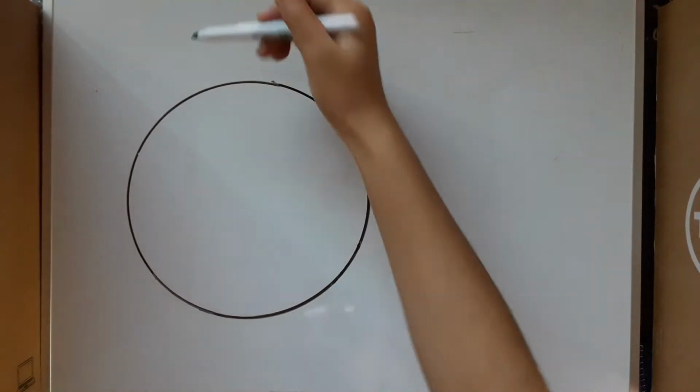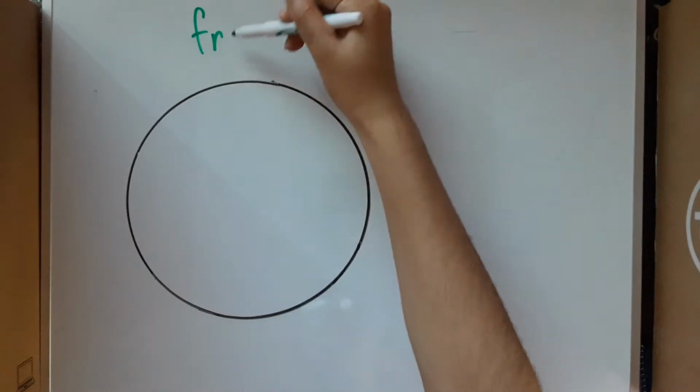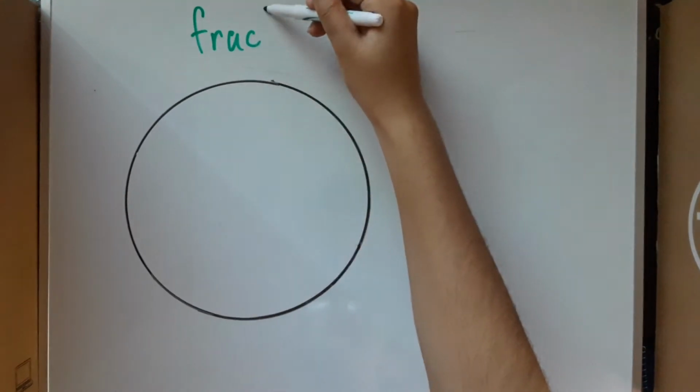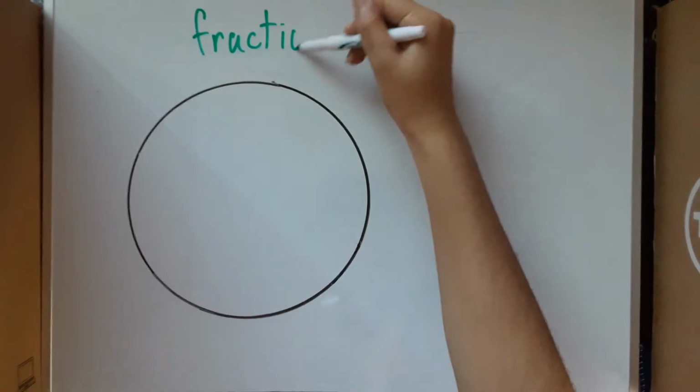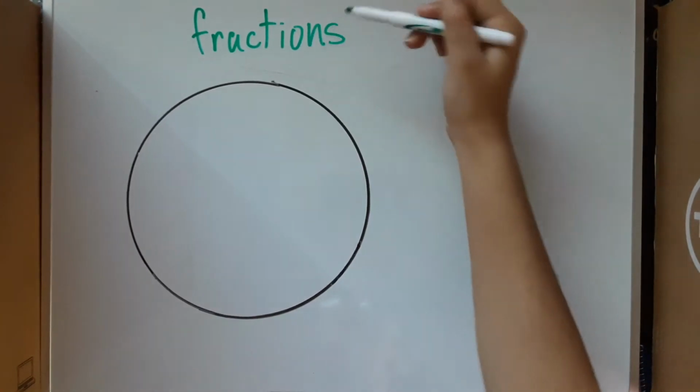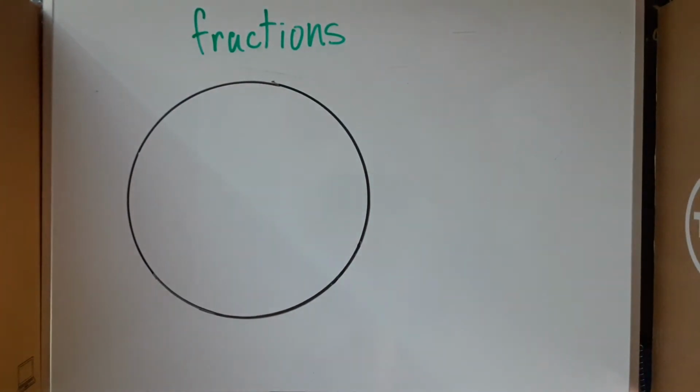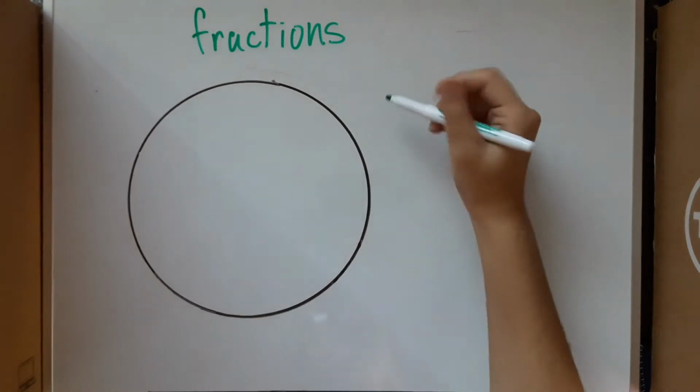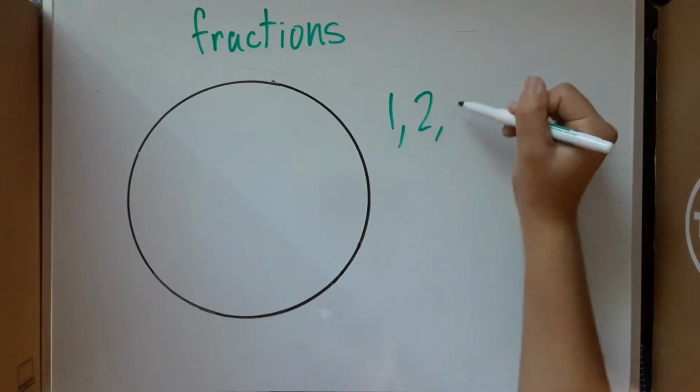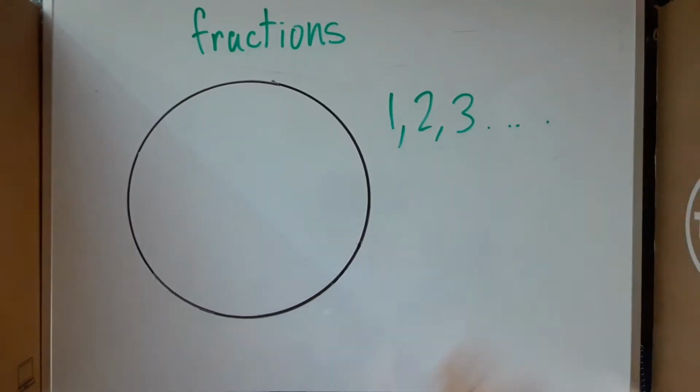Today we're going to learn about fractions. Fractions are parts of a whole. In the past, we've used numbers like 1, 2, 3, and so on. However, what's between 1 and 2? Well, that's a fraction. Here we have a circle.